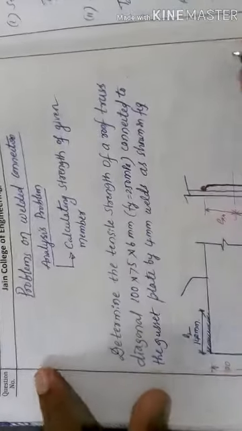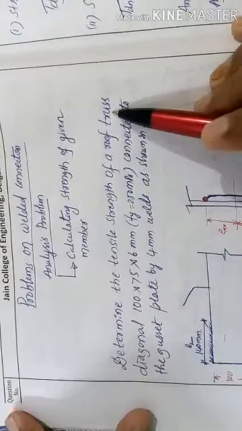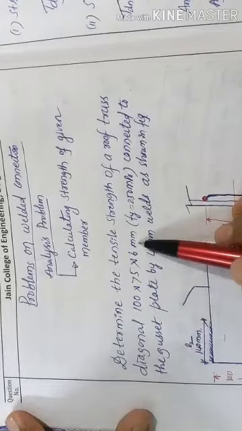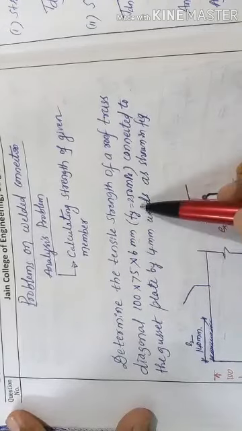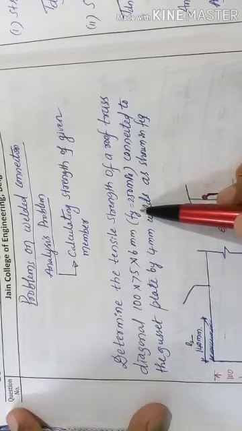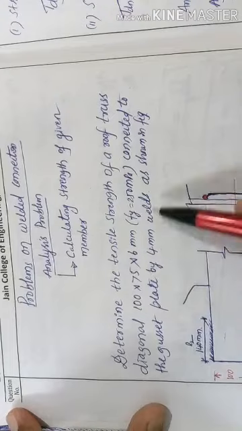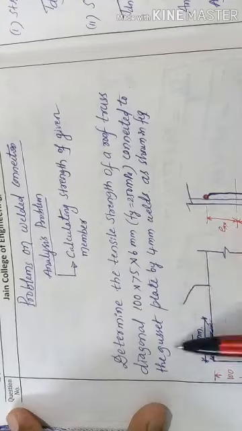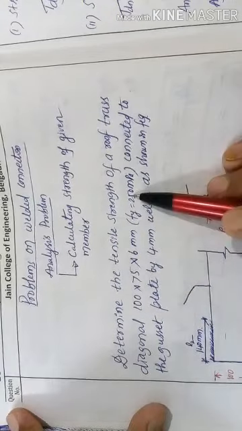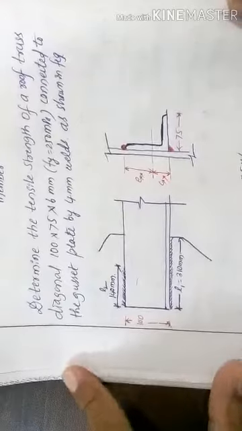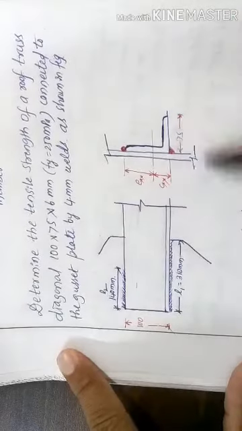Here the problem is given as: determine the tensile strength of a roof truss diagonal 100 by 75 by 6 mm. The yield stress of that material is 250 MPa, connected to the gusset plate by 4 mm weld as shown in the figure. So this is the problem given, and the figure is also given. I think you can see this figure.